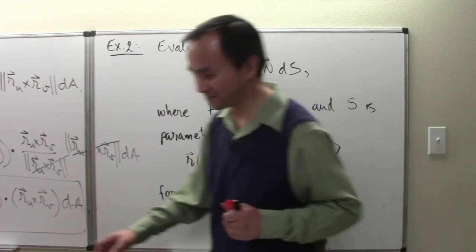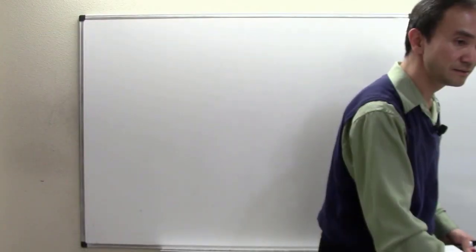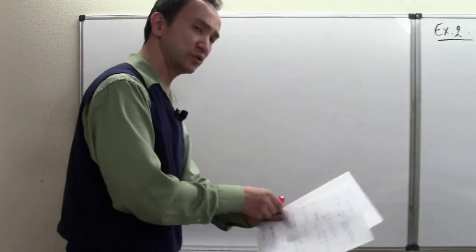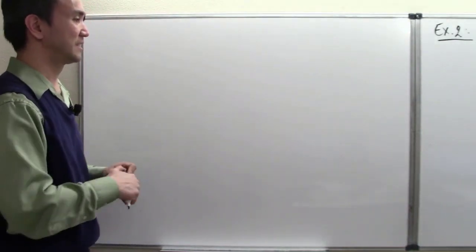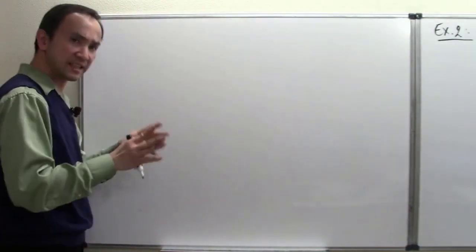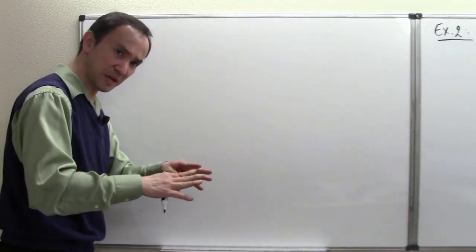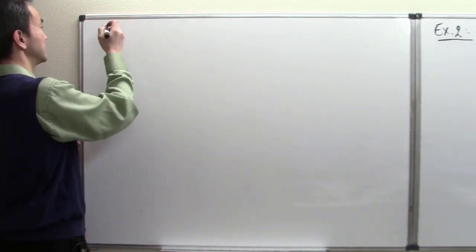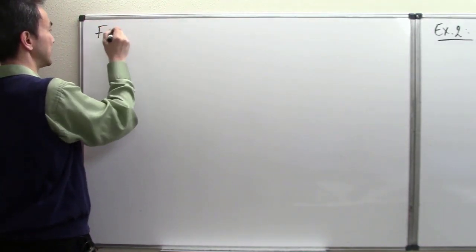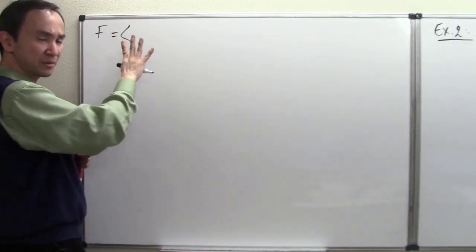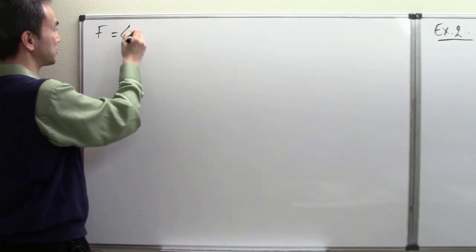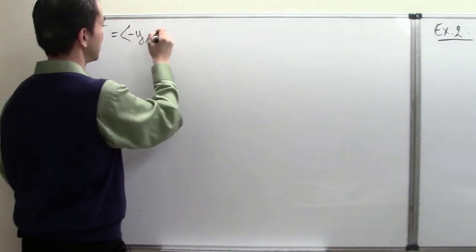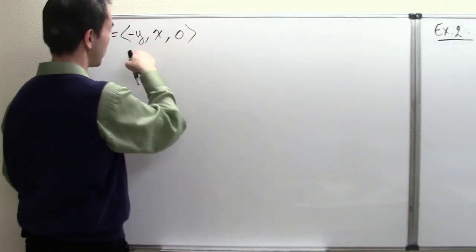So now, to get into the problem itself, since we already had a parameterization given for our surface, f was initially given as a three-dimensional vector field: minus y comma x comma 0.